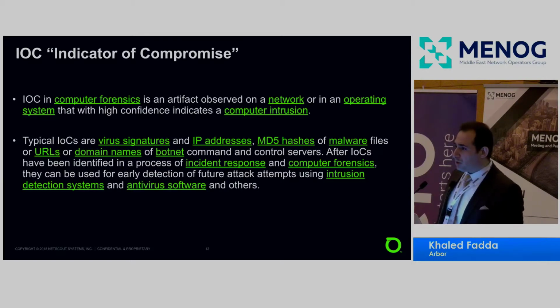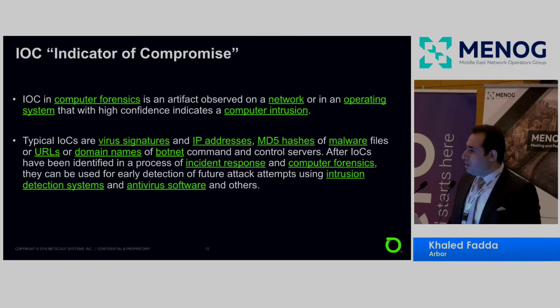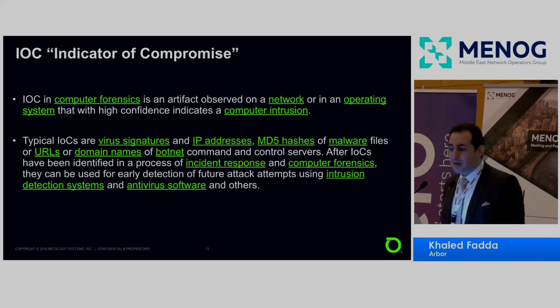If an intrusion happens on the network or on the operating system, we have indicators for that. That indicator might be a URL. It might be a virus signature. It might be a malware. It might be an MD5. It might be a DNS or a domain. So anything could be an indicator for that compromise.